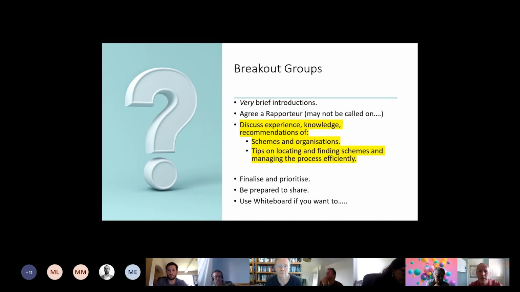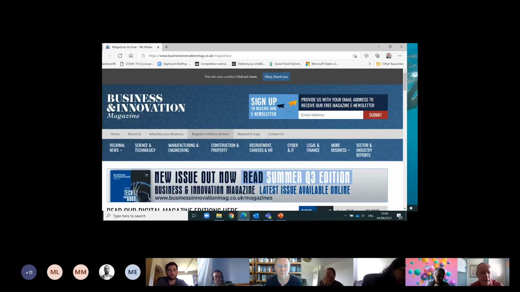Now, one thing that I've been using recently, that I just wanted to bring to your attention, is this magazine, which I have no shareholdings in or anything like that.